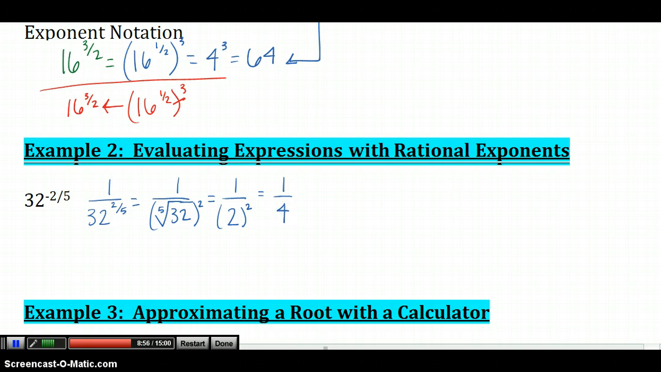Now I'm going to do the same thing, except I'm going to use rational notation. So first step is still flip your number so your exponent is in the bottom, so it becomes positive. Now instead of writing the 5th root of 32, I'm going to write 32 to the 1/5 power, which is the same thing, all squared. Now 32 to the 1/5 power is just like thinking what number times itself 5 times gives you 32, which again is 2. Bottom is still squared. And the answer is 1/4.